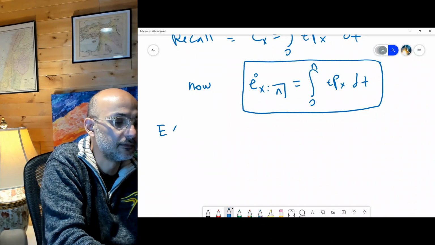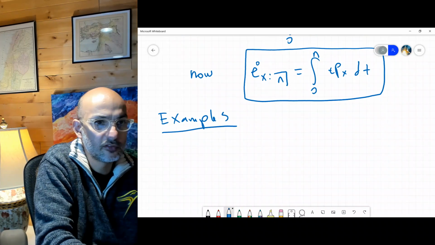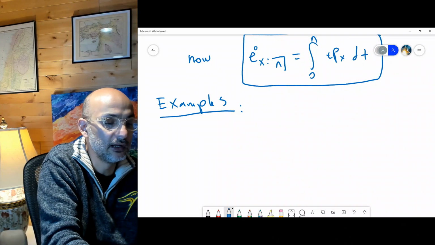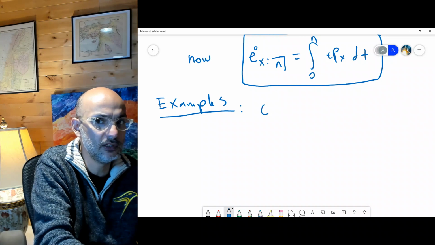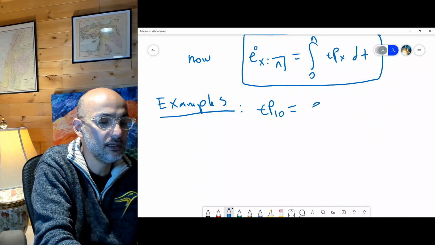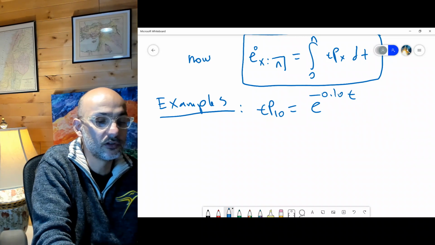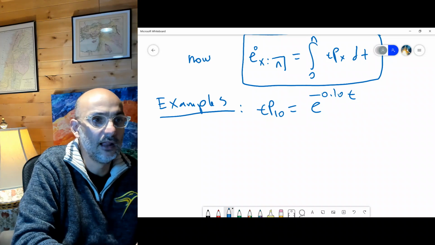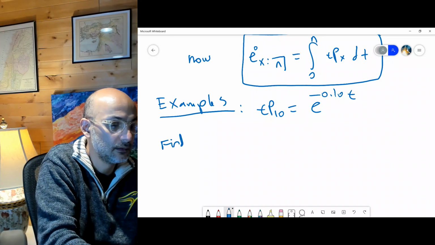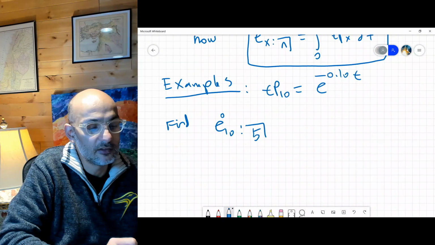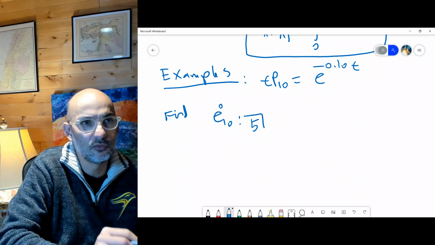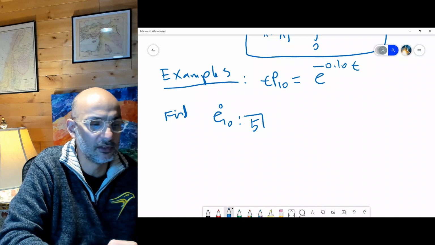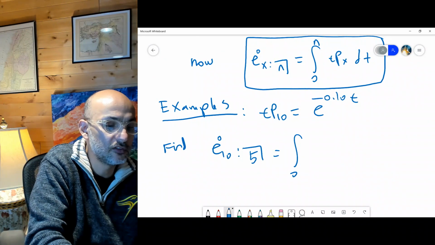Let's take a few examples here. As always, the easiest thing to do is take one easy function, which is the constant force of mortality. So tp10 is equal to e^(-0.10t). So the mu here is 10%. And the question here is to find e10 for 5 years, so the expected remaining lifetime for the next 5 years. We follow the logic, 0 to n.